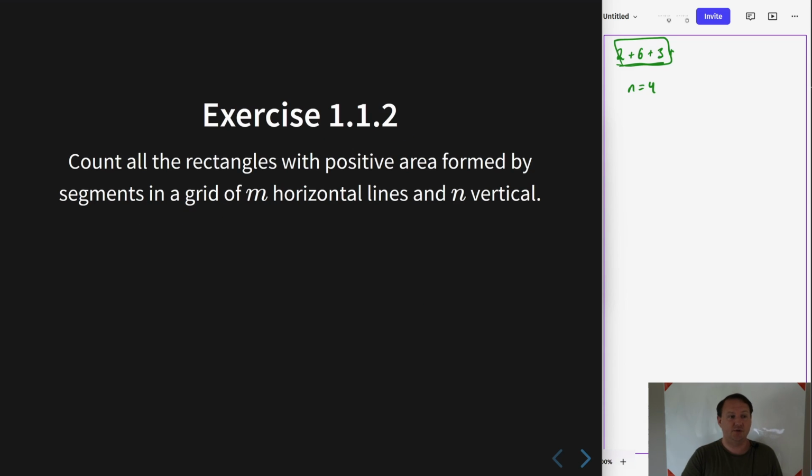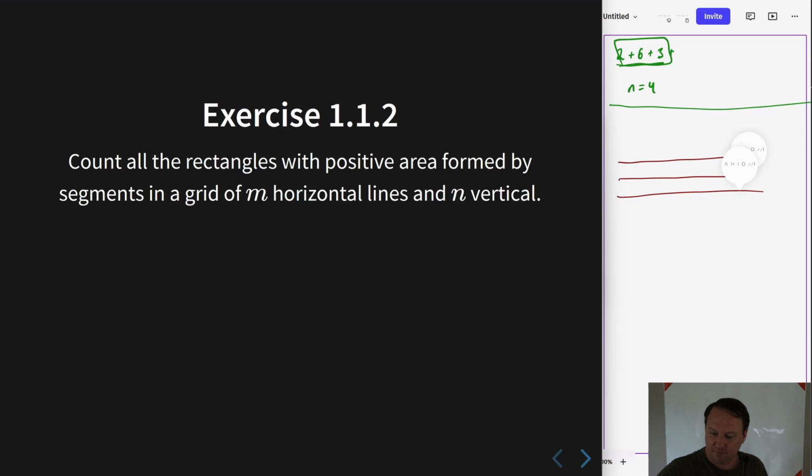Okay, moving on to exercise 1.1.2. We want to count all of the rectangles which have positive area and are formed by segments in a grid of m horizontal lines and n vertical lines. So if we imagine that we have, let's say, 1, 2, 3, 4, the number of horizontal lines, m, is 4. I said vertical, but I meant horizontal. And the number of vertical lines is n equal to 2.